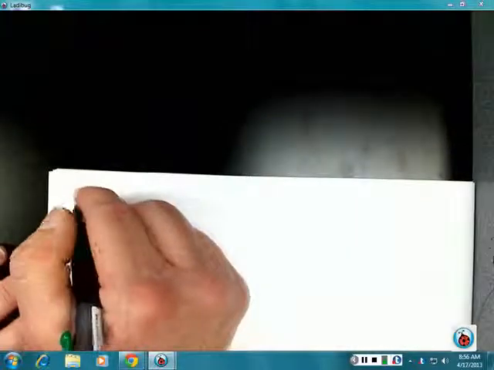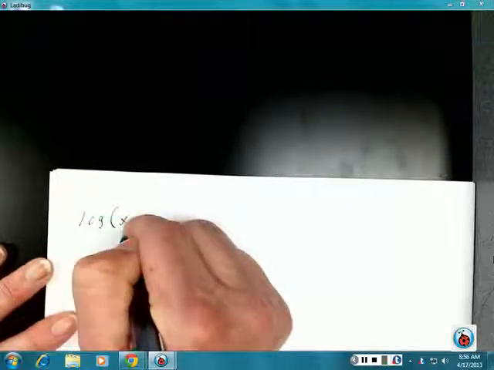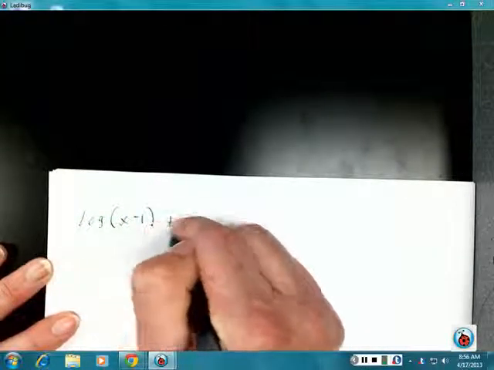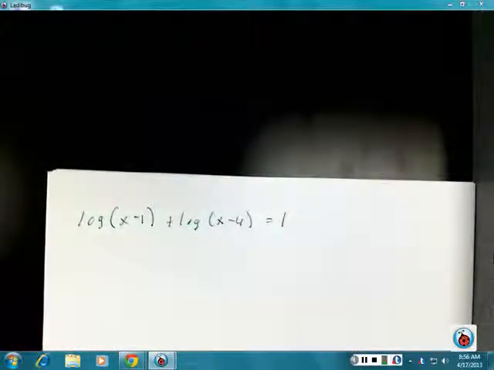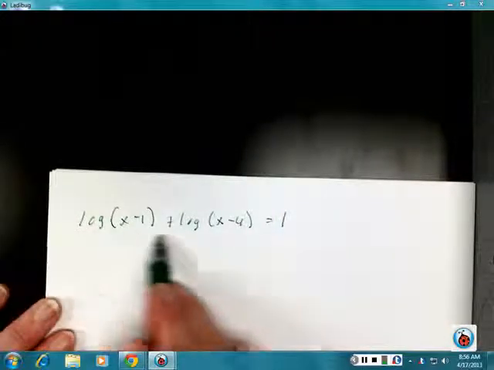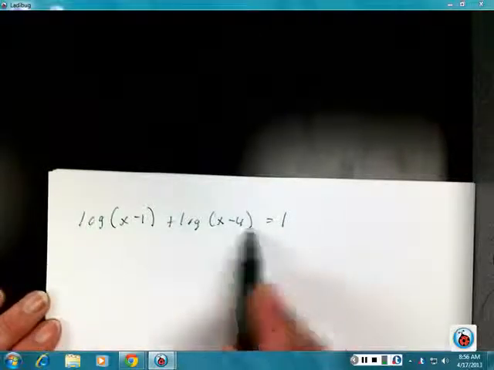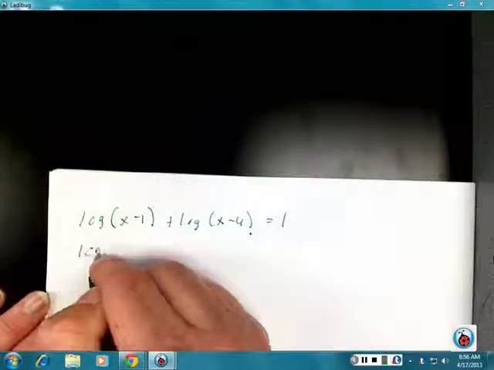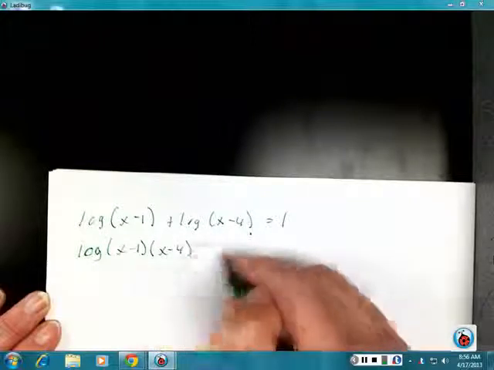Then if they put logs on both sides, this one would be the case of log x minus 1 plus log x minus 4 is equal to 1. So when we have this one, we got to reverse this like we did in 11.5, I think it was, where we did our addition, and we knew that this was log of x minus 1 times x minus 4 is equal to 1.